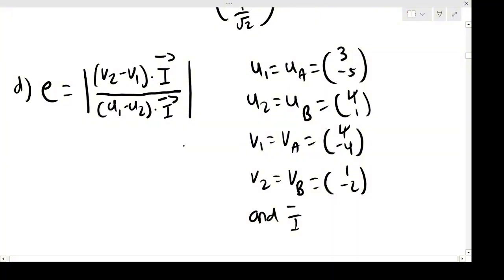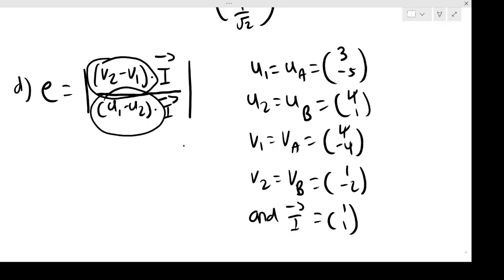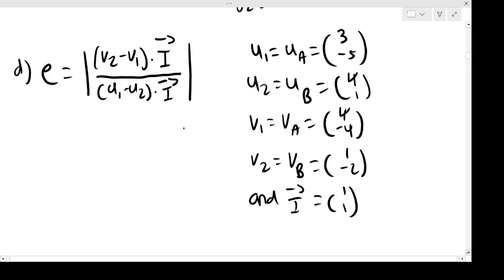So I don't need the full impulse. I also don't need a unit vector for the impulse. I just need a vector that's in the same direction, that's parallel to the impulse. And so there we are. So now I'm happy and I can plug things into the formula. Before I do, I'm going to need to work out these two subtractions: V2 take away V1 and U1 take away U2. So I'm going to do that here.